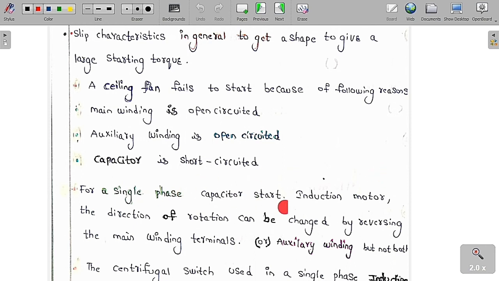So for a single phase capacitor start induction motor, the direction of rotation can be changed by reversing the main winding terminals or the auxiliary winding terminals, but not both.